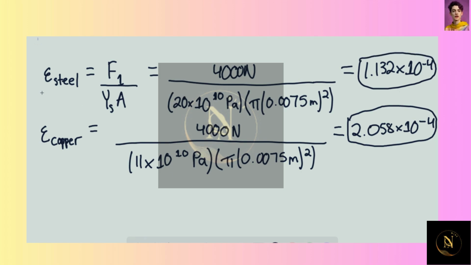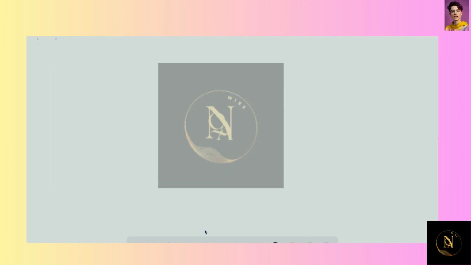Now for part B, they want us to find the elongation in the copper and the steel rod. Now we know that strain is going to be equal to the change in length, the elongation, divided by the original length. So all we have to do is to find the elongation. It'll simply be the strain multiplied by the original length. And so we can find this for steel.